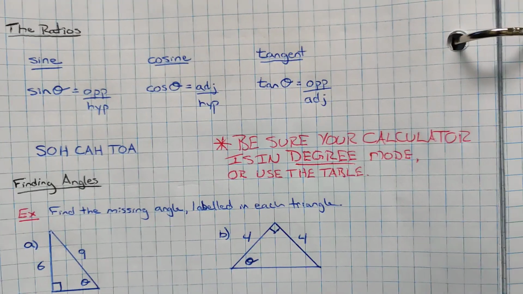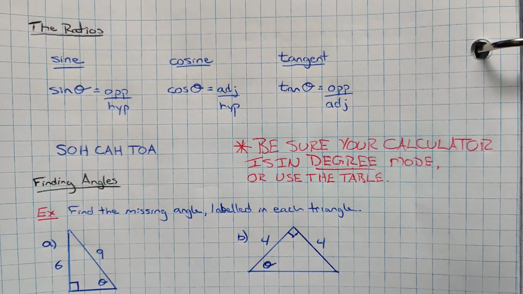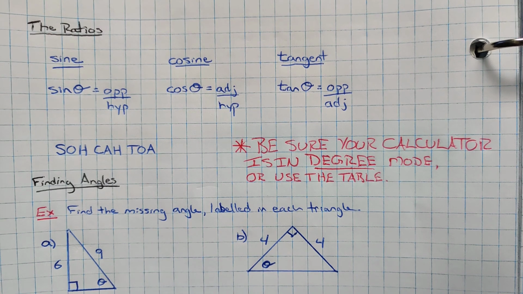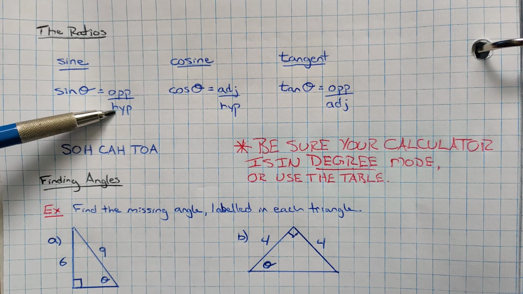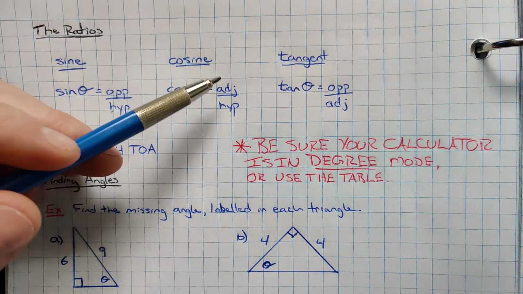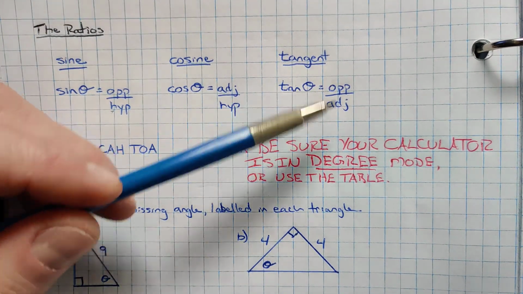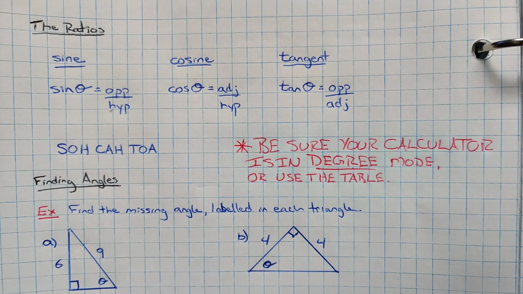Now, these actual ratios that we're going to talk about are sine, S-I-N-E, cosine, C-O-S-I-N-E, and then tangent, T-A-N-G-E-N-T. We abbreviate them on the calculator to sin, cos for cosine, and tan for tangent. And the ratios compare sides. The sine is the opposite over the hypotenuse. The cosine is adjacent over hypotenuse, and the tangent is opposite over adjacent.